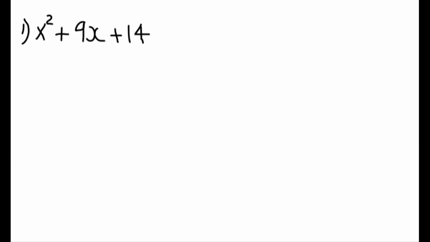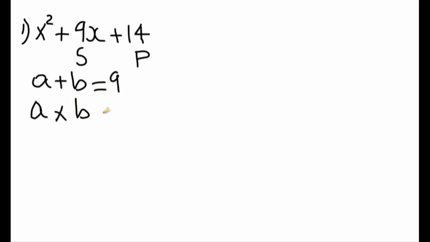So like we said, in this example, s is 9 and p is equal to 14. So we try to figure out two numbers, let's call them a and b, such that the sum a plus b equals 9, and the product a times b equals 14. Okay, we try to find these numbers. If we can find those two numbers, we solve the factorization.